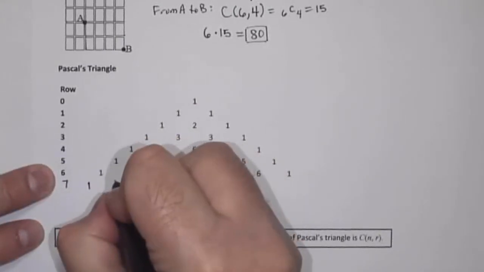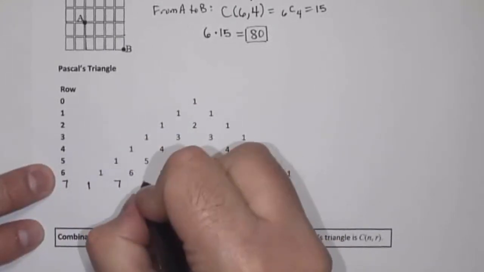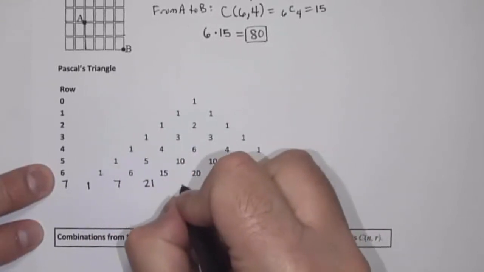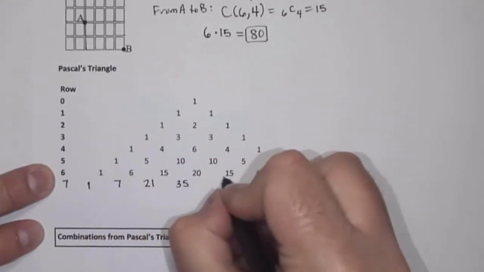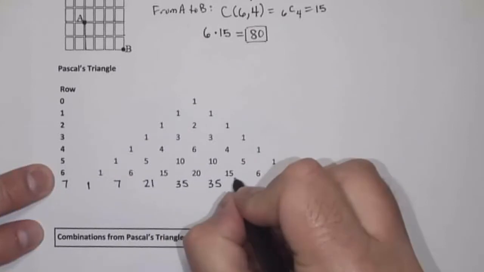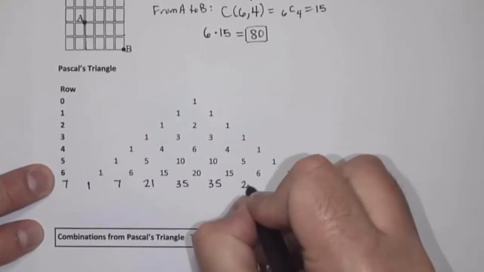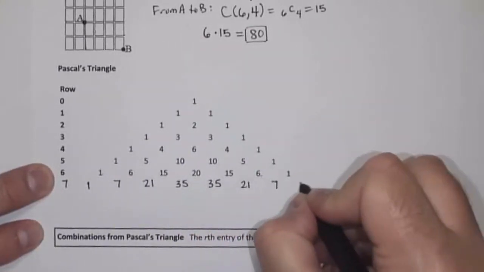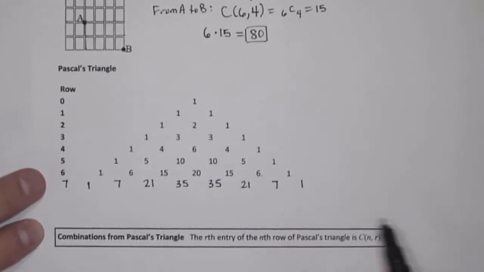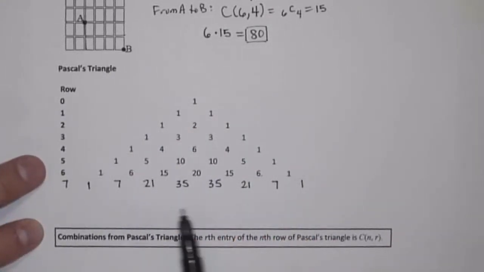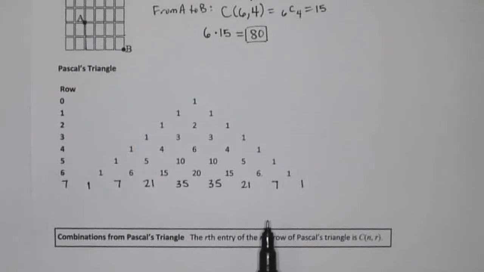1 plus 6 would be 7. 6 plus 15 would be 21. 15 plus 20 would be 35. 20 plus 15 would be 35. 15 plus 6 is 21. 6 plus 1 is 7, and it would end in 1. So we just keep going like this. If you'll remember, we discussed this a while back when we talked about sets.